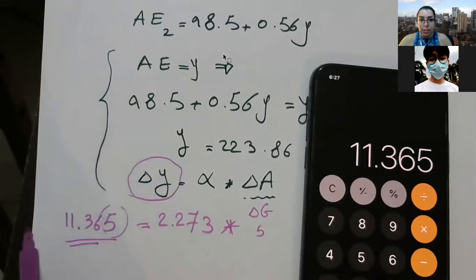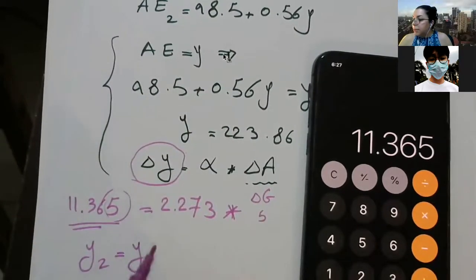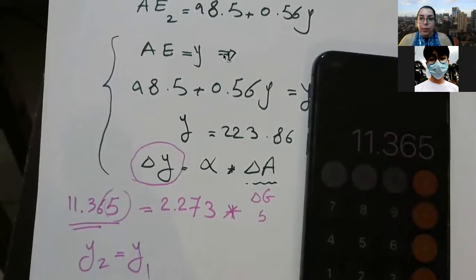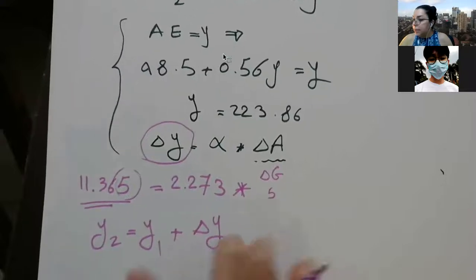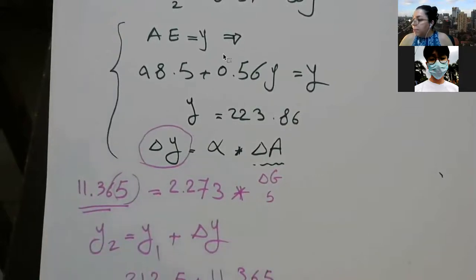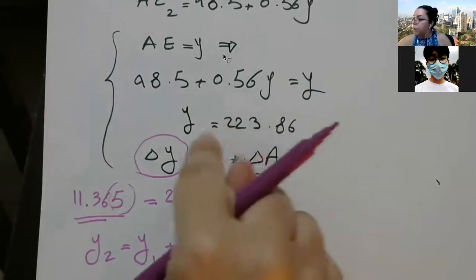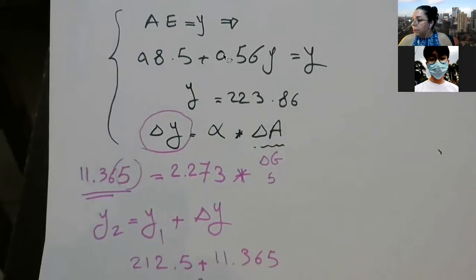So if I want to know the new equilibrium, it means the previous equilibrium income plus the change in income. How much is the previous equilibrium? We calculated it in part C. So it was 212.5 plus the change. The change is 11.365. So how much is Y2? Y2, we expect it to be this much. So it is 223.86.